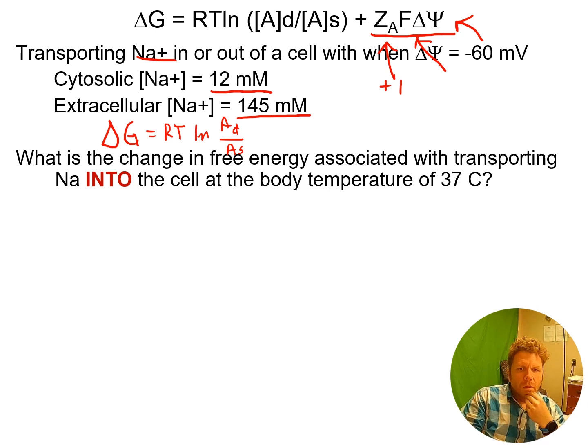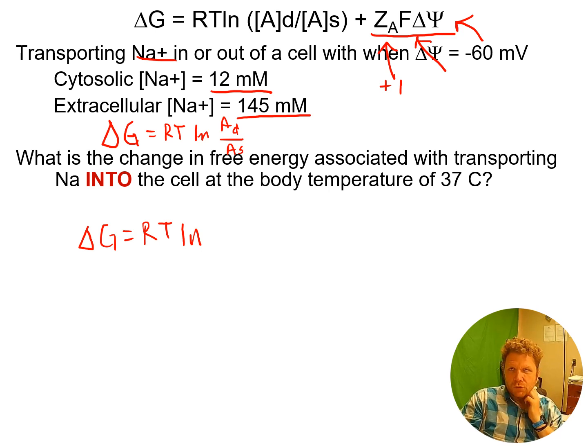Let's set up the first part of this calculation. Delta G is equal to RT times the natural log of 12 over 145. Next up is RT. What is my R value? That's going to be 0.008135. What's my temperature? Well, this is at 37 degrees Celsius.